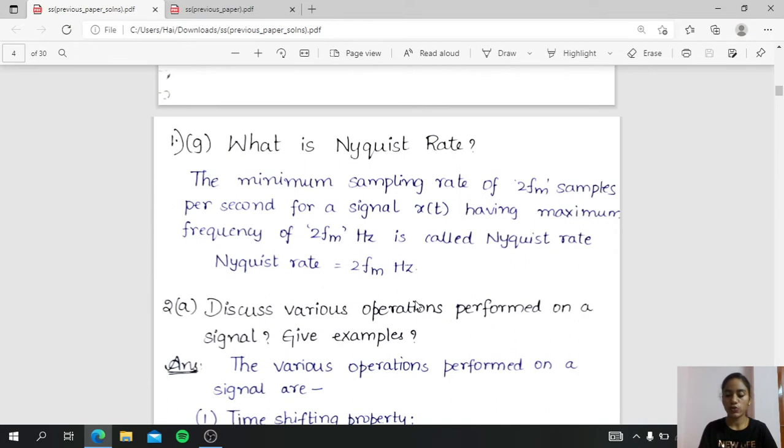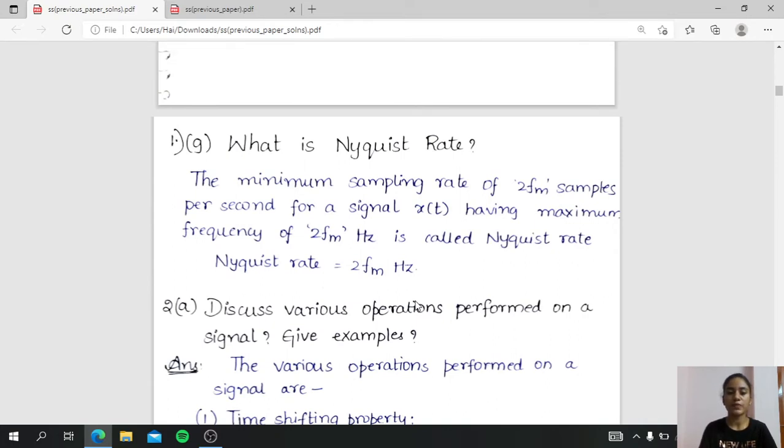Next, they asked us to define Nyquist rate. So the minimum sampling rate of 2 into fm samples per second for a signal x of t having maximum frequency of fm hertz is called Nyquist rate, and its formula is 2 into fm hertz.